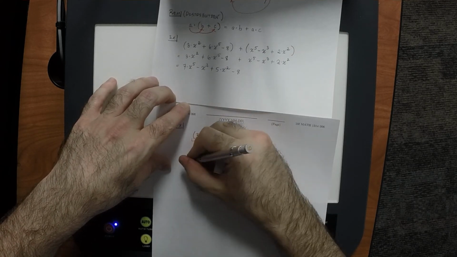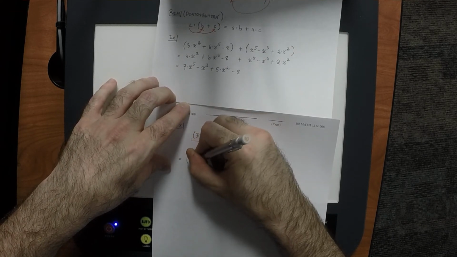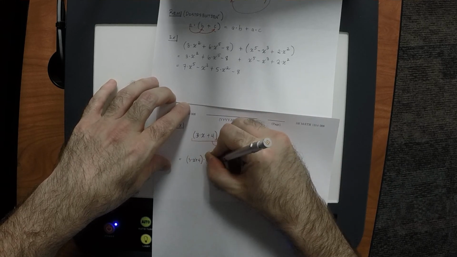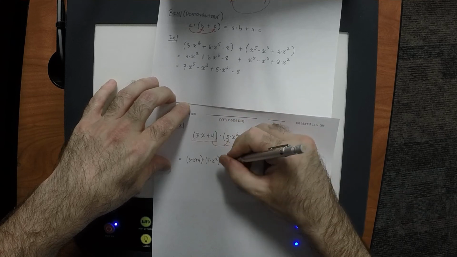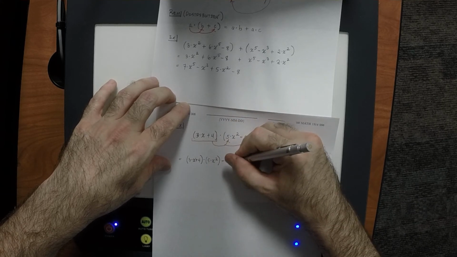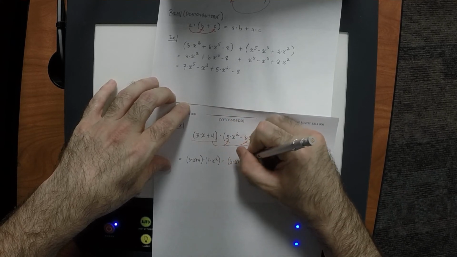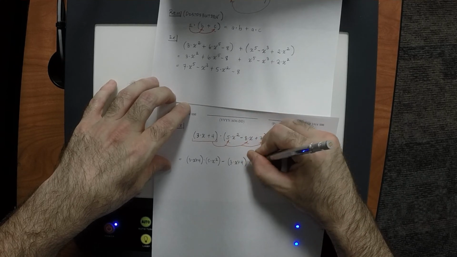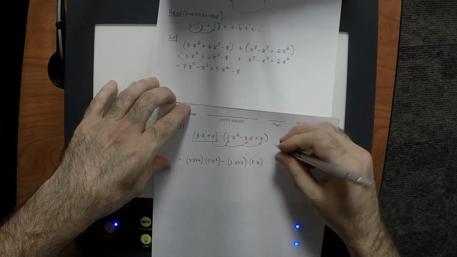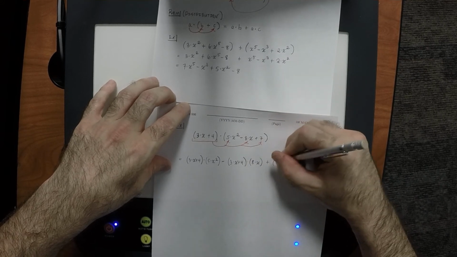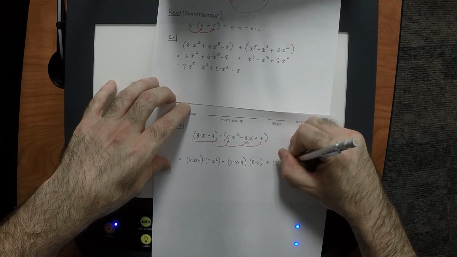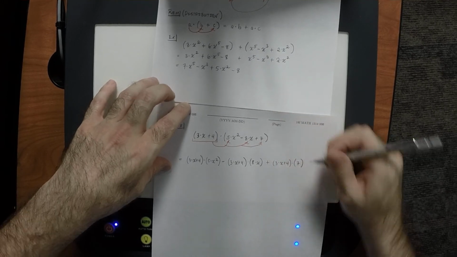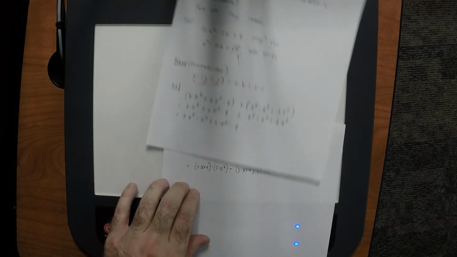So what that's saying is that we'll do 3 times x plus 4 is going to be multiplied by 5x squared, and then now we'll subtract 3 times x plus 4 is going to be multiplied by 8x. And then 3 times x plus 4 is going to be multiplied by 7.